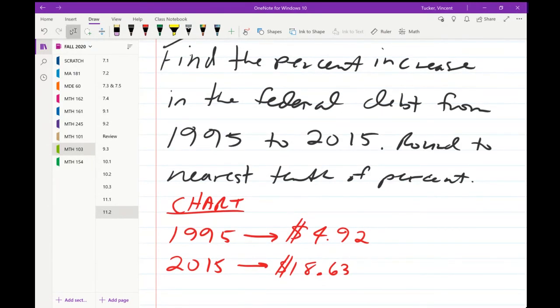All right. Find the percent increase in the federal debt from 1995 to 2015, rounded to the nearest tenth of a percent. There was a chart that he gave, so that's where we're getting these data values from. For 1995 it is 4.92, and 2015 is 18.63, and these are in millions of dollars.